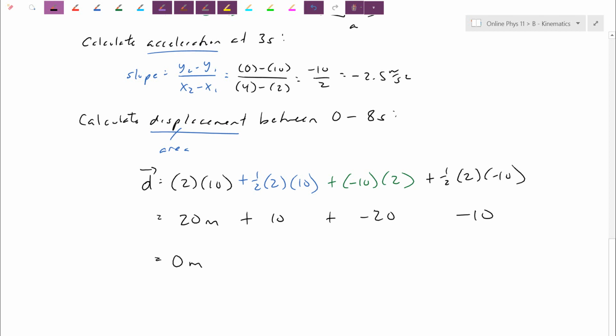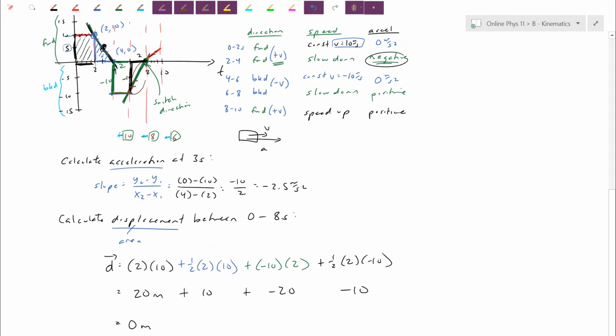So, did I actually move? Yes, I did. I moved forwards, I slowed down, I started moving backwards, I slowed down again. Over the 8 seconds, wherever you were starting, these areas ended up canceling out. So positive areas up here, negative areas down below. Pretty much if you can find the areas, you can find the displacement for that time interval.